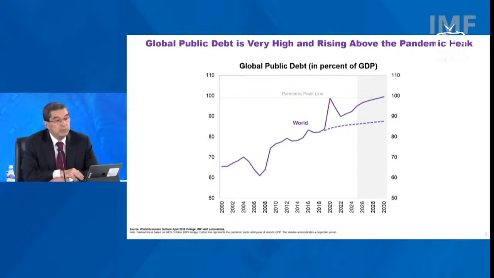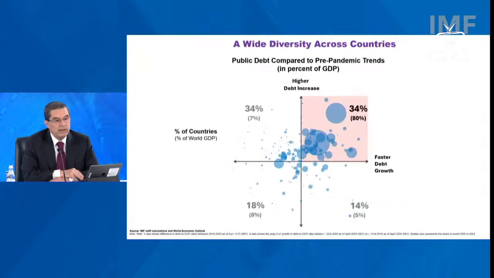It will be approaching 100% of GDP by the end of the decade, surpassing the pandemic peak. But global numbers hide a wide diversity across countries. In the figure, every bubble represents a country. The larger the bubble, the larger the country's GDP.